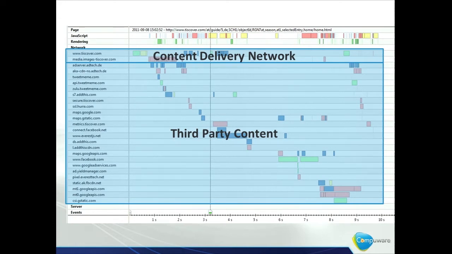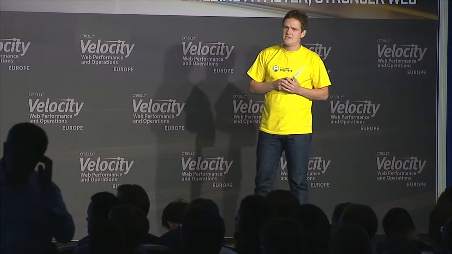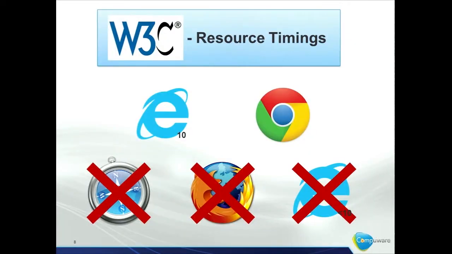So thinking back, we have real user monitoring in place that relies on W3C timings. The W3C resource timing spec is really nice and brings us visibility into these third-party content providers. There's a little downside. W3C resource timings are brand new and only Chrome and IE10 support it. So there are a couple of millions of installs out there that run on Safari or Firefox or an older IE version. How can we get information from those guys?